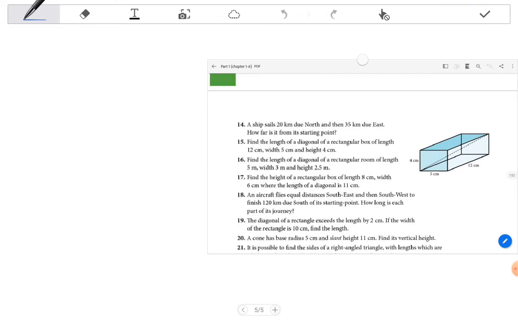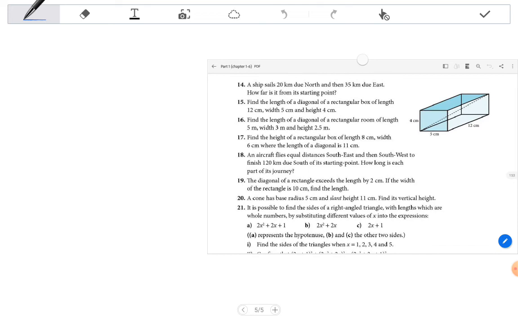This is question number 15 that we have done. Now question number 16. Find the length of a diagonal of a rectangular room of length. Similar kind of questions, so deal with it yourself. There is nothing new. Exactly the same. This is just like dealing with a room, that is dealing with a box. So it's a similar kind of thing. So you have to solve it yourself and check your answer. Always check your answer from the second part of the book at the end. Okay? Question number 16 is done.